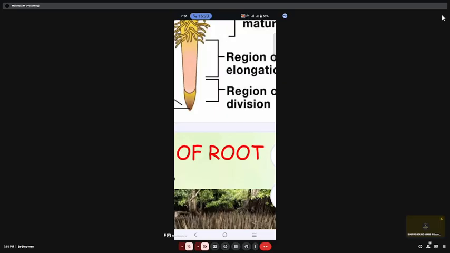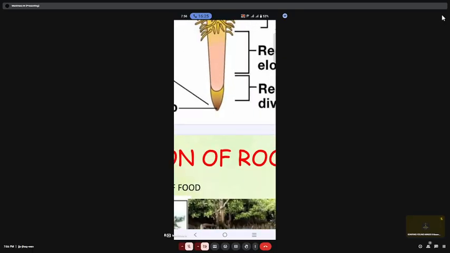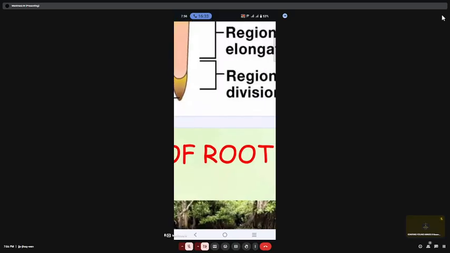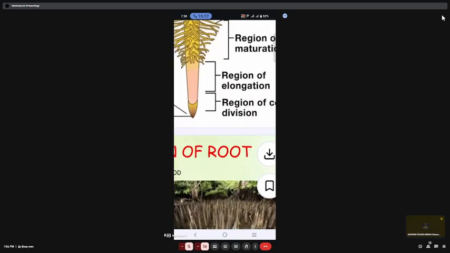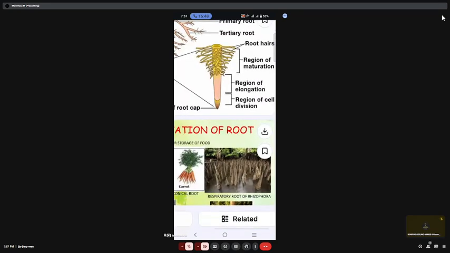Next, the meristematic zone. What is the next region? The first region, the root cap, we have discussed. From the root cap, the next region is the meristematic region. Just above the root cap, the region is called the region of cell division. Meristematic means active, dividing cells are present. So just above the root cap, the region is called the meristematic zone.